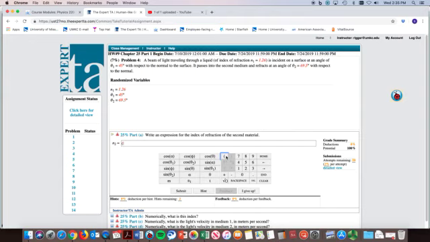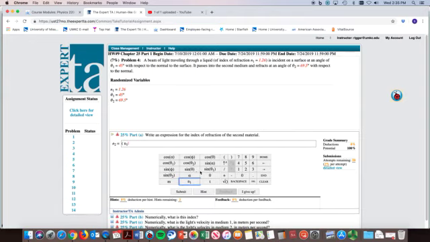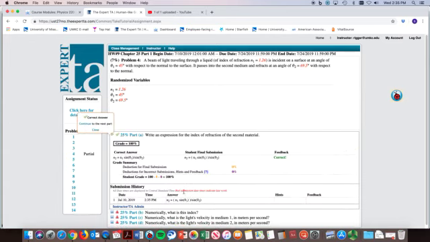They're kind of encouraging us to. And we'll go N1 sine theta 1, close parentheses, divided by sine theta 2. You see sine theta 2? That wasn't hard.